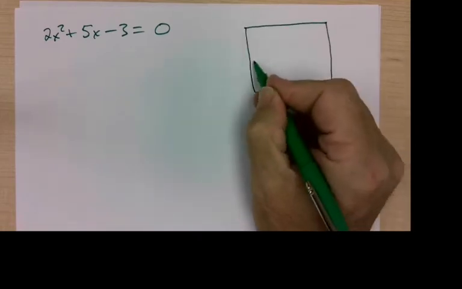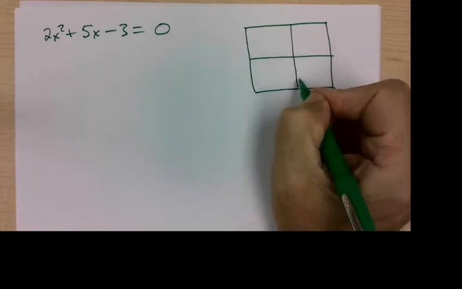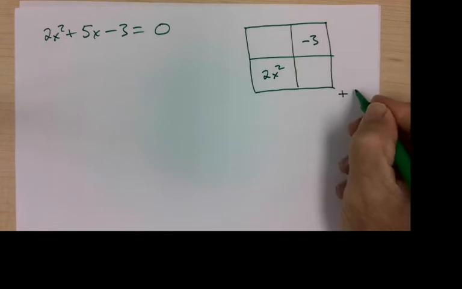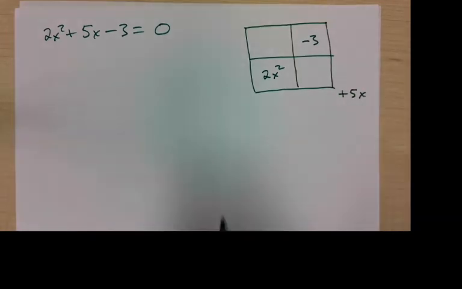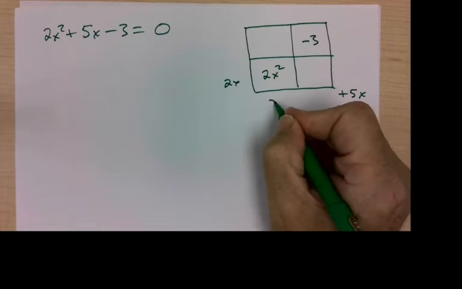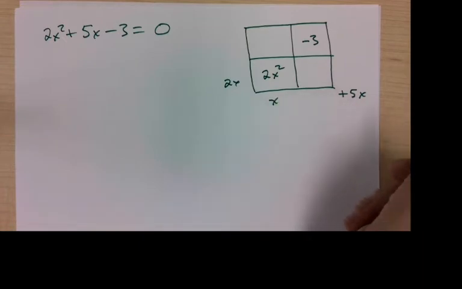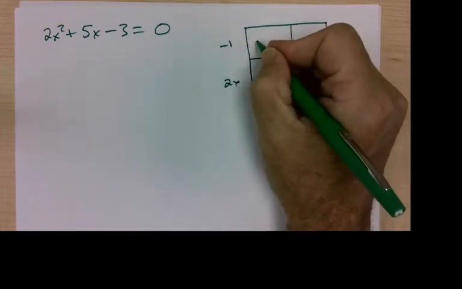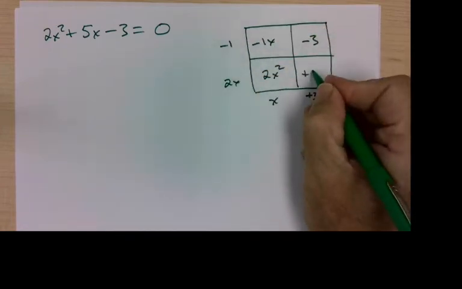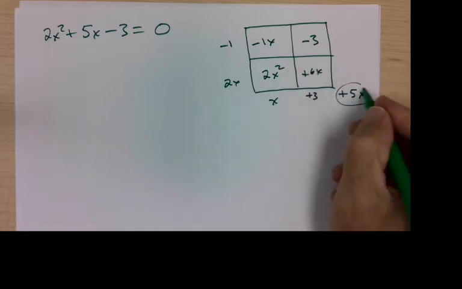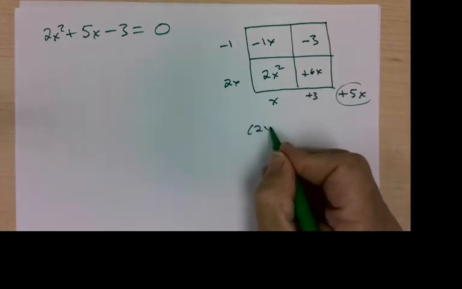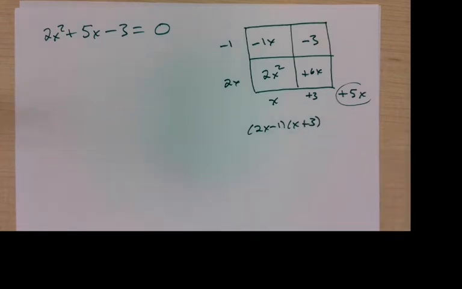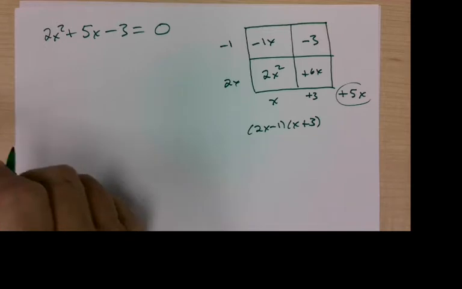I believe this can be factored. 2x squared here, minus 3 up there, plus 5x down here. So 2x squared is 2x times x. 3 times negative 1, so I guess positive 3 here. Negative 1 here would work. Negative 1 times x is negative 1x. 2x times 3, positive 6x minus 1x is 5x. So I get 2x minus 1 times x plus 3 is what's on the left side of this equation.